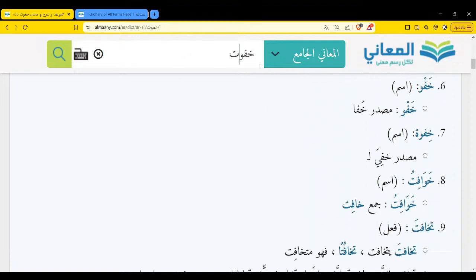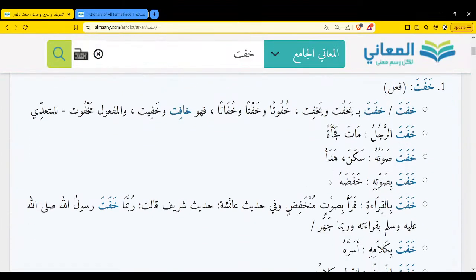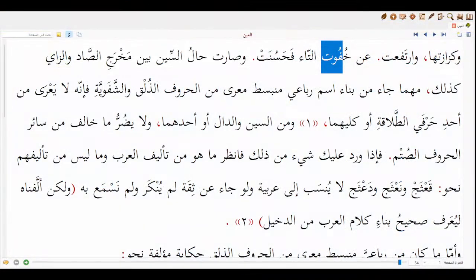Possibly to be weak, the weakness. سكن أو هدأ خفض قرأ بصوت منخفض, to be suppressed in sound. So it is higher in sound, meaning it is a louder letter than the softness or the suppression of the ta. Therefore, it is the perfect letter to use for حسنت.